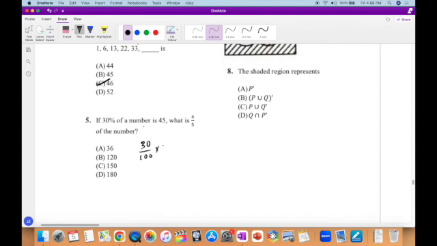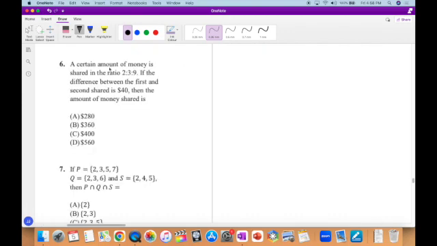30% of a number gives us 45. So that number will be 45 times 100 divided by 30. This will cancel here. 45 into this is 15 times 10 is 150. And so now I want 4/5 of 150. So 5 3s are 15, 4 3s are 12. The answer is 120.